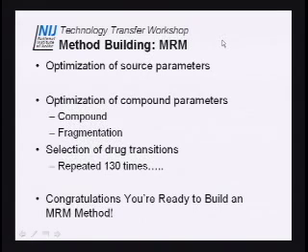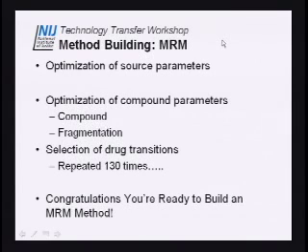All right, so building your MRM method, we've optimized our source parameters. Yay! That's your gas parameters. You've optimized the compound parameters. That's the DPs and the EPs. You've selected a daughter ion for fragmentation. You've selected a collision energy for that fragmentation, and you've done this 130 times.